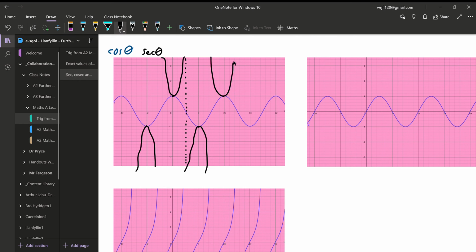Okay, marginally better at these as I draw more and more of them. That kind of thing, and just repeats all the time. And actually, once we've done that, very straightforward to look at the cosec one.